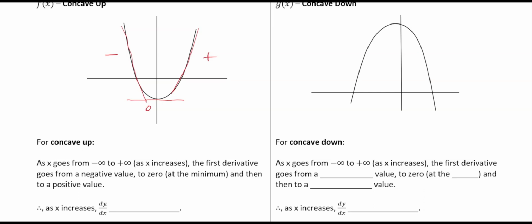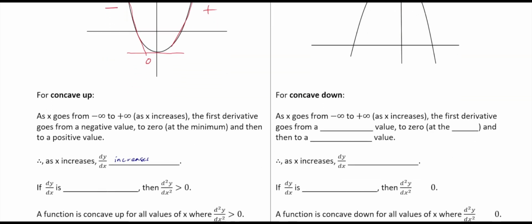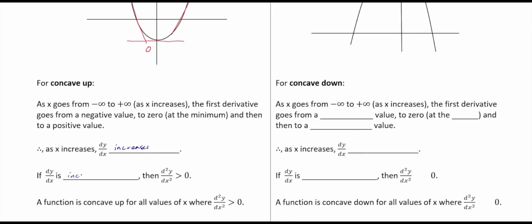So as x increases, dy/dx, so the first derivative, also increases, right? As x is increasing, the first derivative is going from a negative value to 0, and then the first derivative becomes positive, so the first derivative increases. If the first derivative is increasing, then the second derivative is positive. So a function will be concave up if the second derivative is positive.